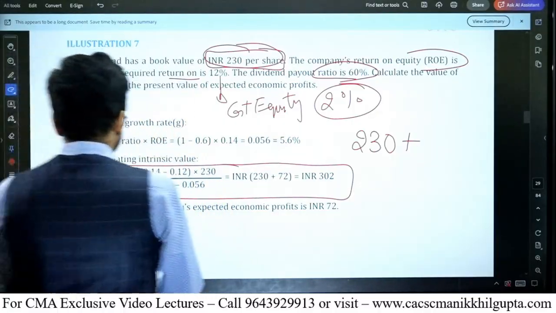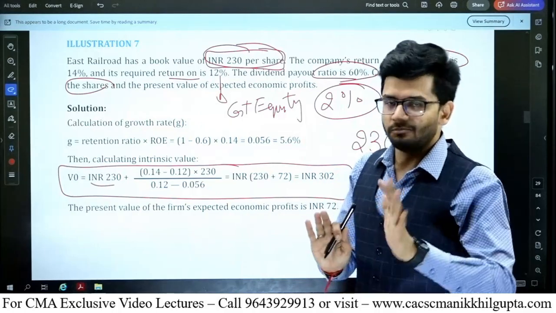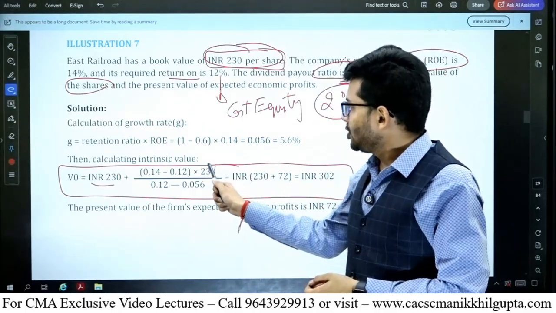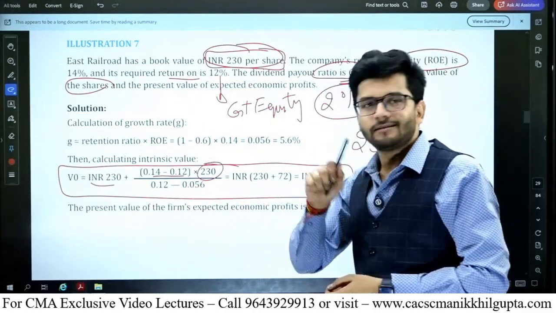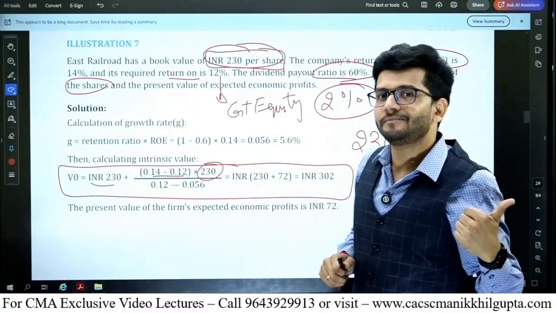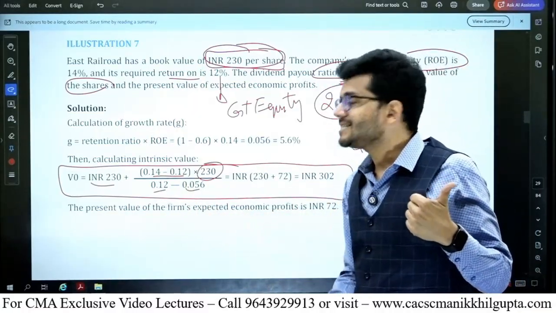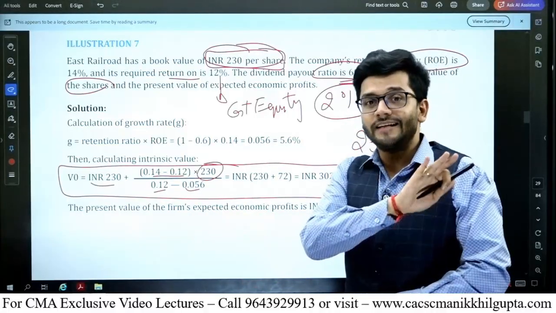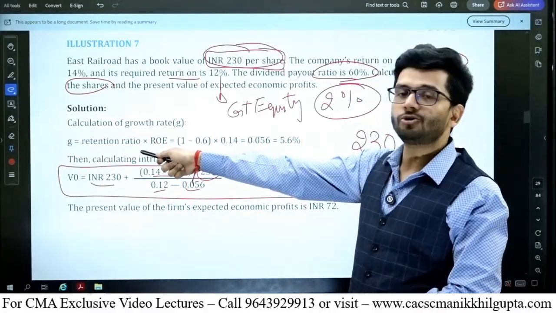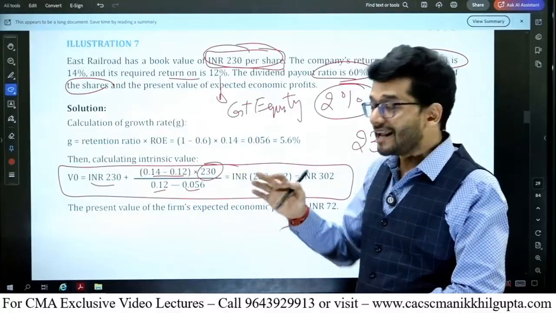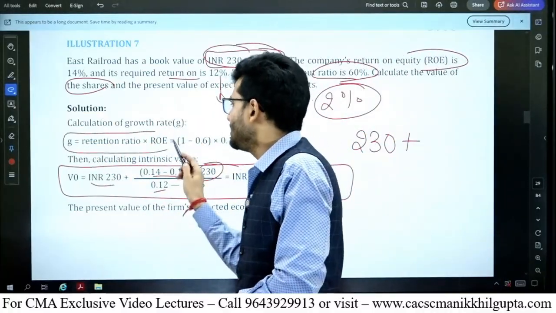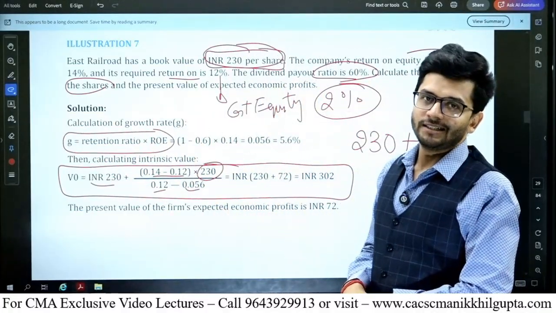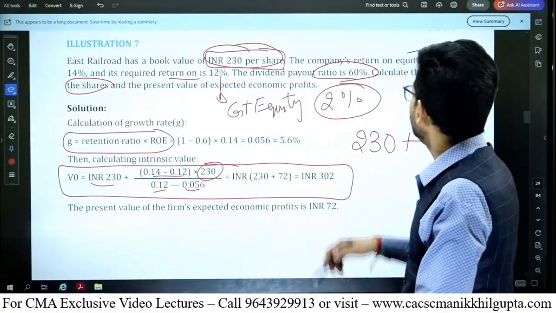So 230 is the book value of the asset, plus 230 multiplied by 2% is the income that we are going to generate, divided by KE minus G, growth rate. Now in this particular question, growth rate is not given to us, therefore we have to calculate growth rate. We already know the formula of growth rate, retention ratio multiplied by ROE. That is how growth rate is required to be calculated.